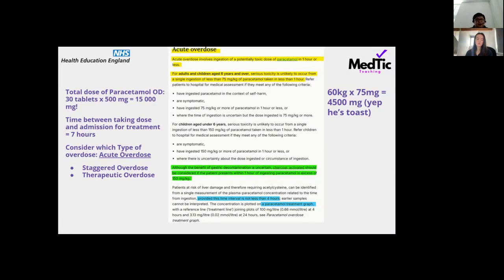We will have to move on to N-acetylcysteine, therefore, and note that N-acetylcysteine can also be considered in hepatotoxicity, and in those who present within 8 hours of ingestion of more than 150 milligrams per kilogram of paracetamol, if there is an ongoing delay of 8 hours or more in obtaining the paracetamol concentration after the dose.